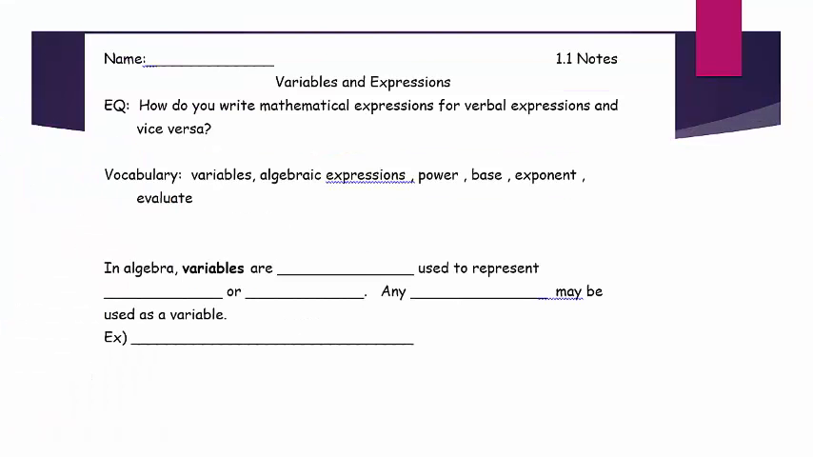Today in class we talked about different vocabulary words, so we're just going to go through those really quickly. First words that you should have heard of are variables. Variables are just symbols or letters that we use to represent unknown values or numbers. So instead of me saying 3 times a mystery number, I'll say 3 times x.